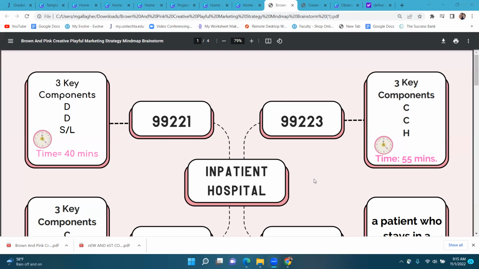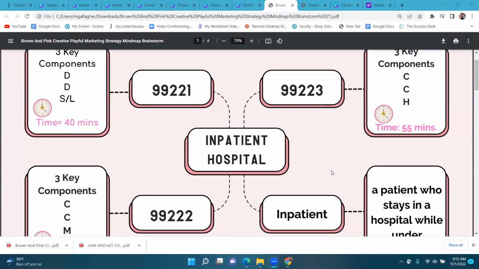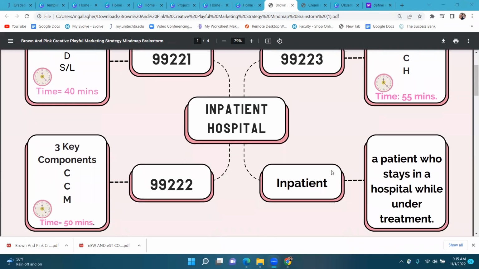Now remember, we're talking about hospital time, when the doctor initially comes in to talk to you and all of that good stuff. So that's the reason the times are so much greater than normally. So a 99222, its three key components are comprehensive history, comprehensive exam, and medical decision-making of moderate complexity. It's a CCM. Now, I'm hoping that you guys are writing these as we're going along by your bullet points underneath your codes. So the time on a 99222 is going to be 50 minutes.